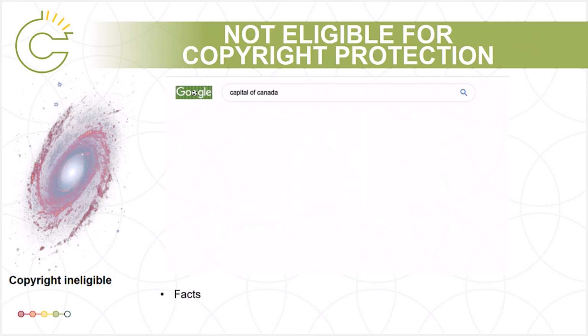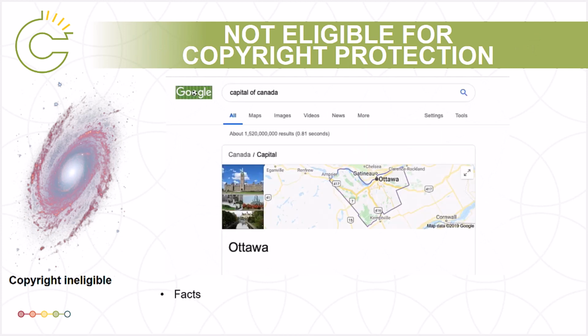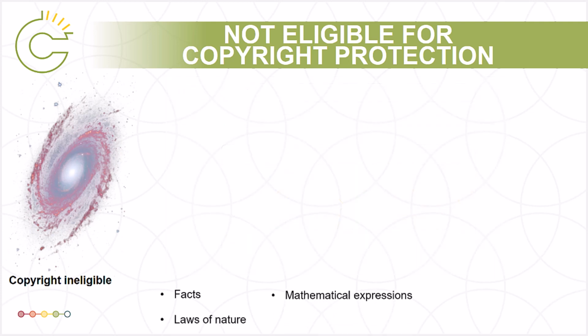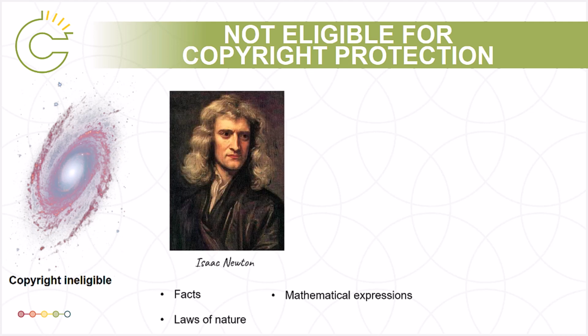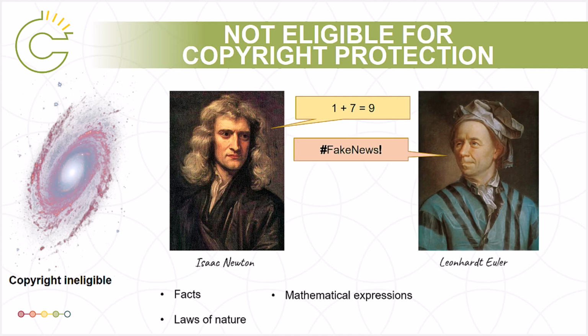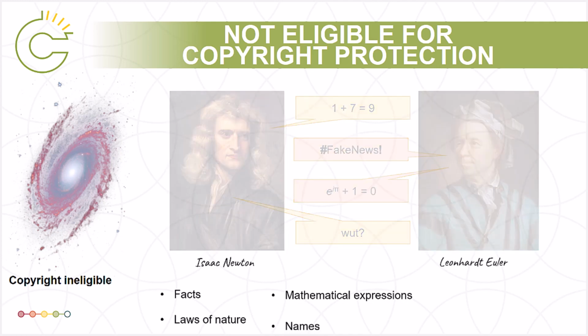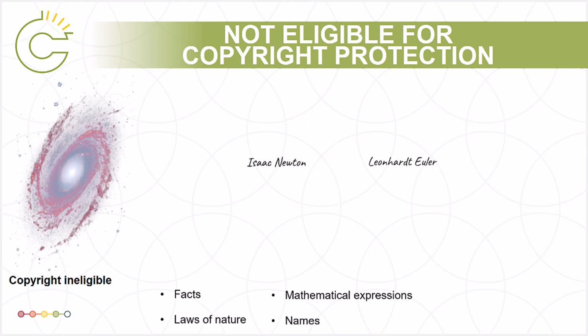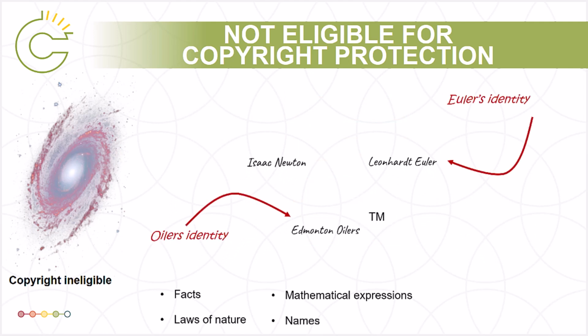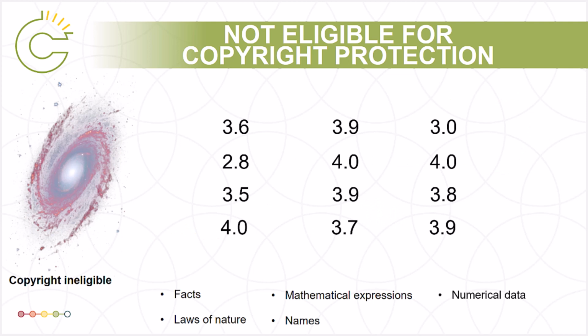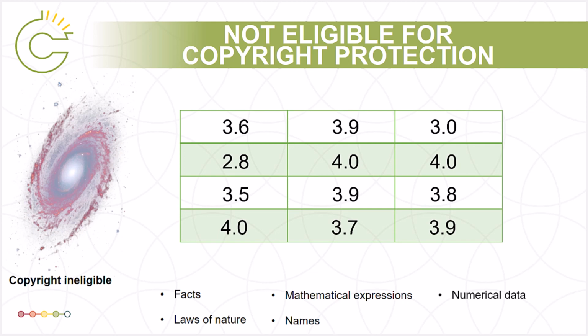Facts such as "Ottawa is the capital of Canada" are not protected by copyright. Laws of nature and mathematical expressions are also not subject to copyright. For example, there is no copyright protection for Newton's second law, or in expressions like 1 + 7 = 9, or even in Euler's identity. While most names aren't protected by copyright, it is important to note that some names can be protected by trademark. Numerical data on its own generally isn't protected by copyright, but the compilation and/or arrangement of data can be.